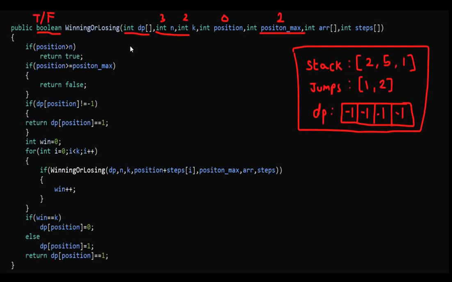So there are two base cases defined for this recursive function. The first one is if position exceeds n, which means that our current index is greater than the size of the stack. Now this is not a valid move. So in this case, the player who plays this move is considered to lose the game and the opponent is considered to win the game. So the position we reach is considered to be a winning position, and hence we return true.